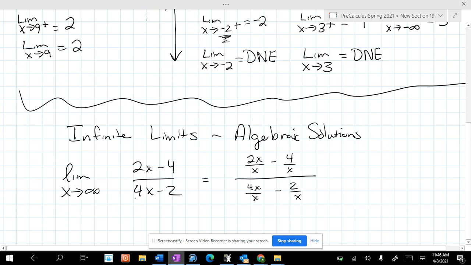So what I did is I just took x, which was the largest power in the denominator, and divided everything by x. Now you're going to cancel where you can. These x's cancel, these x's cancel. So you get 2 minus 4 over x over 4 minus 2 over x. Then you're going to put infinity in for x.